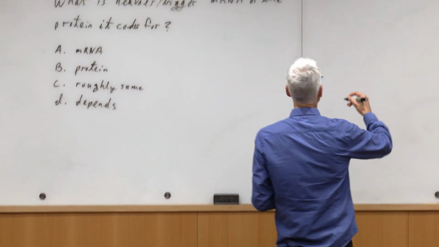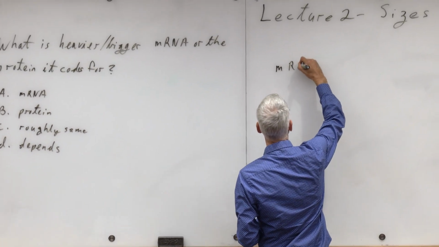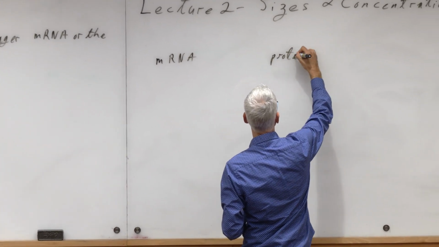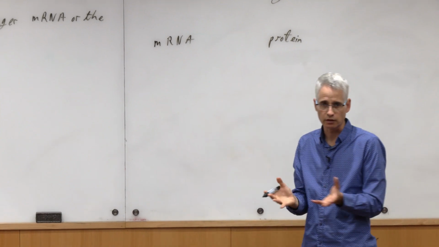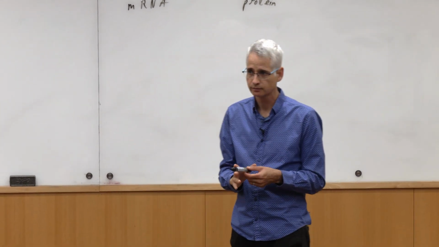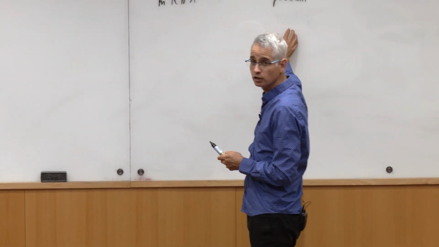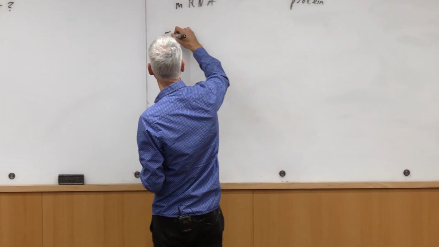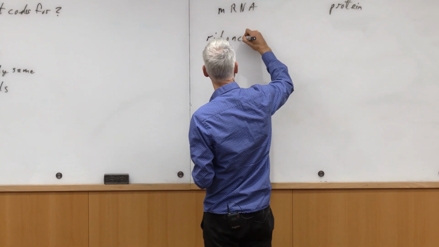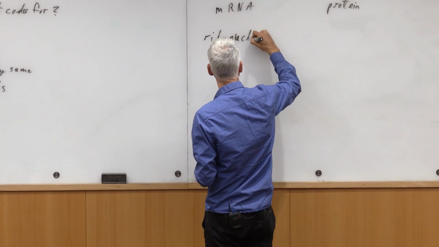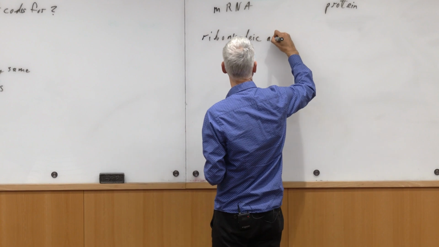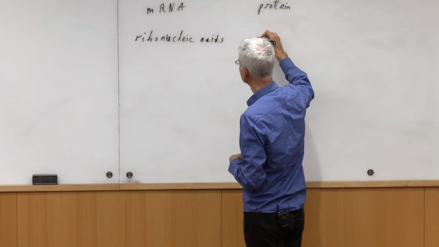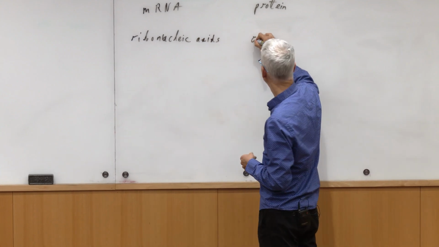Right, so we want to think about, say, mRNA and protein. And we want to think about what they're made of and what would be their weight or size. Okay, so what are mRNAs? What are proteins made of? Yeah, so this is, I think, ribonucleic acid is the full name. And protein, amino acids.